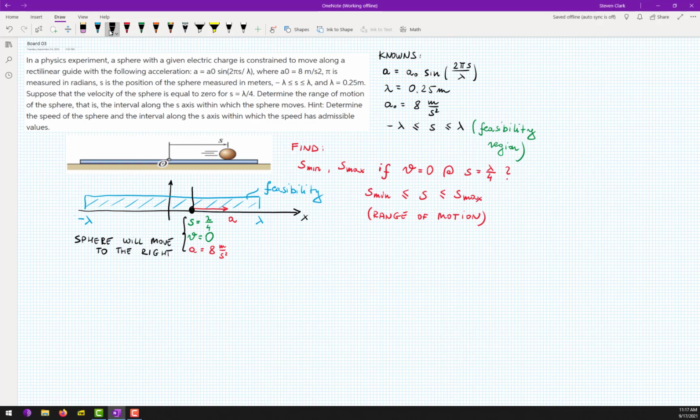So for example, if they release it from here, our sphere will stay only in this region. It will just move here, for example. And they basically told us to find these bounds. So I call it S min and S max.